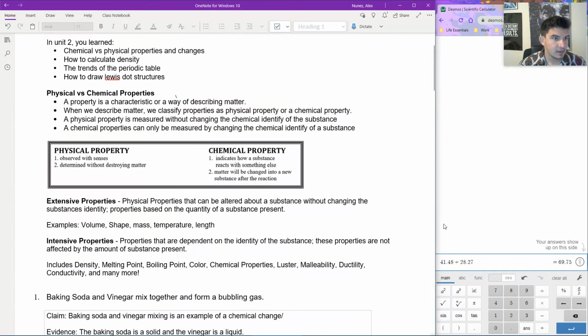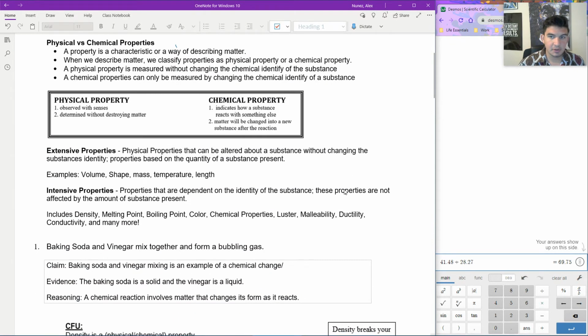Let's get into it. Physical and chemical properties are ways that we describe how an object is and how it changes. So physical properties you can observe with your senses. That's things you can see, you can touch, you can taste, you can smell. However, chemical properties indicate how a substance will react with something else. The big difference is a physical property can be determined without destroying something, whereas chemical properties will be changed into a new substance after a reaction.